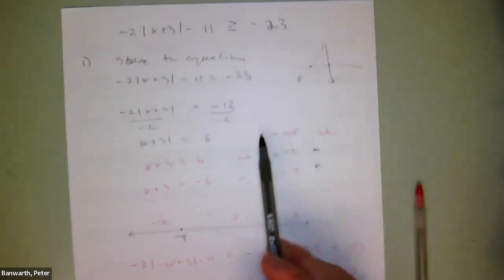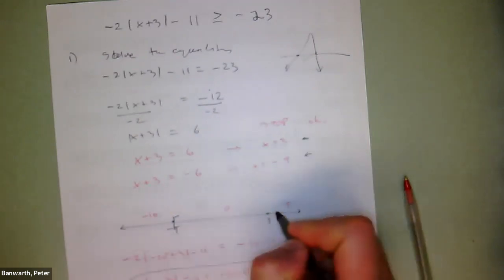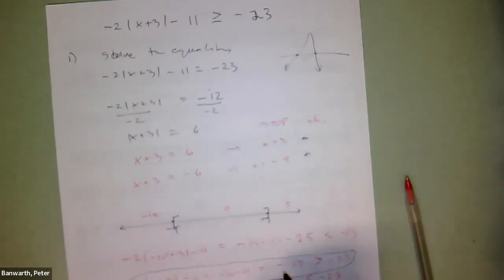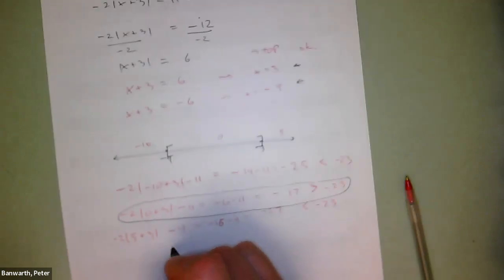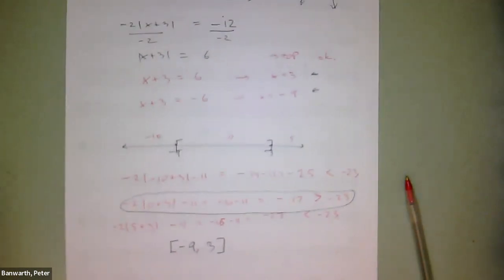So I needed it to be greater than or equal. So it's only when it's between, but since it's equal, I can include those endpoints. So my solution is negative 9 up to 3. That's how you solve absolute value inequalities. End of recording.